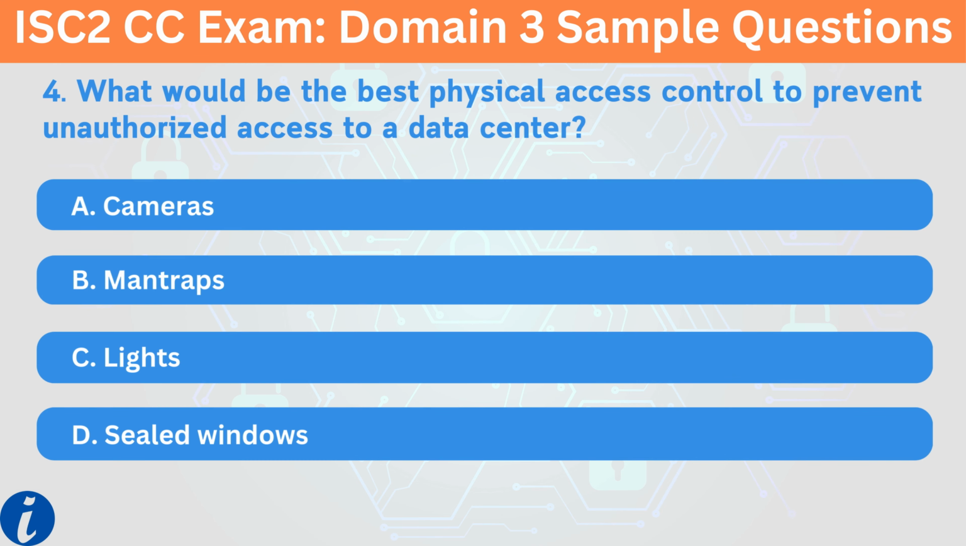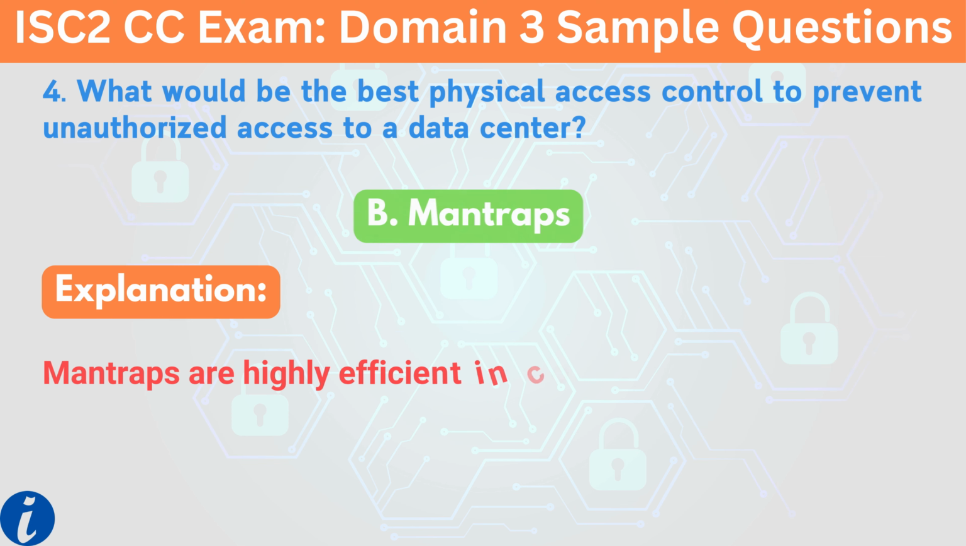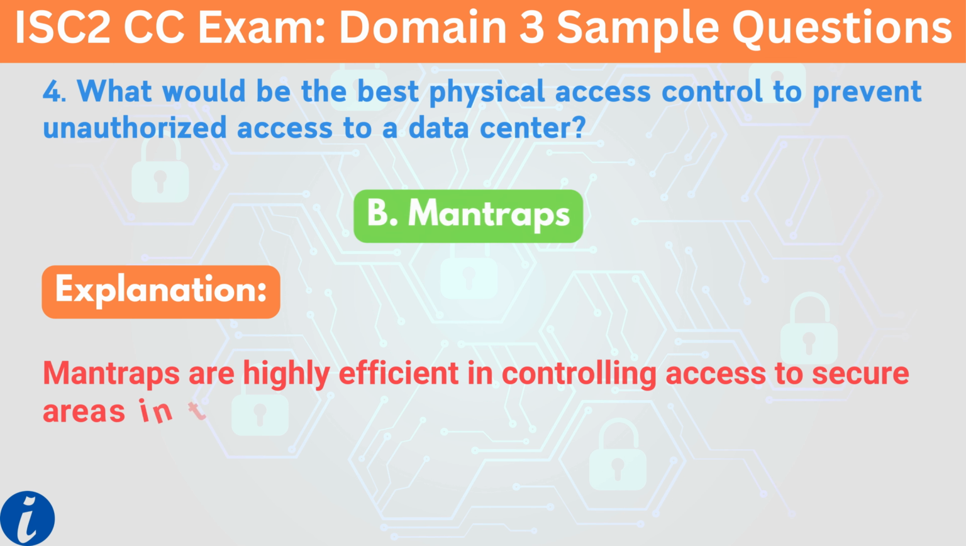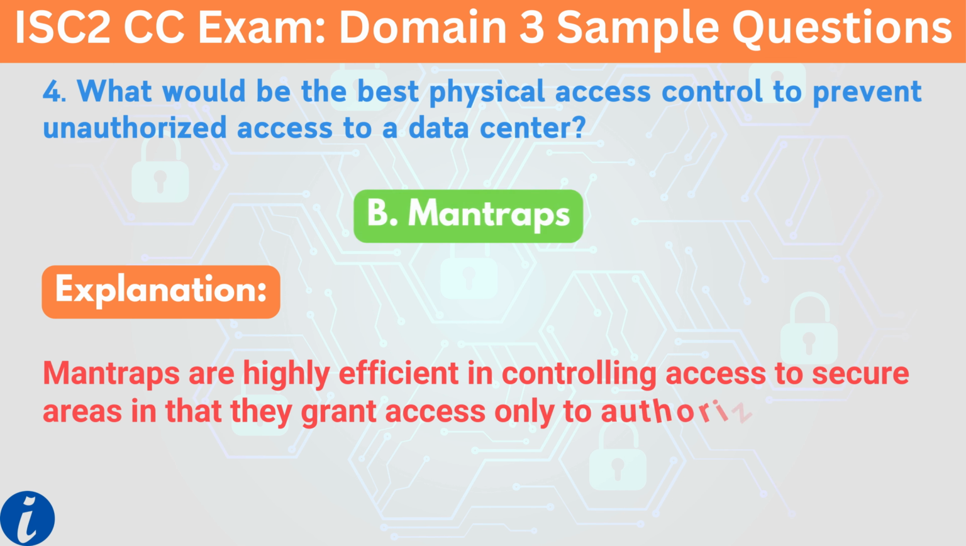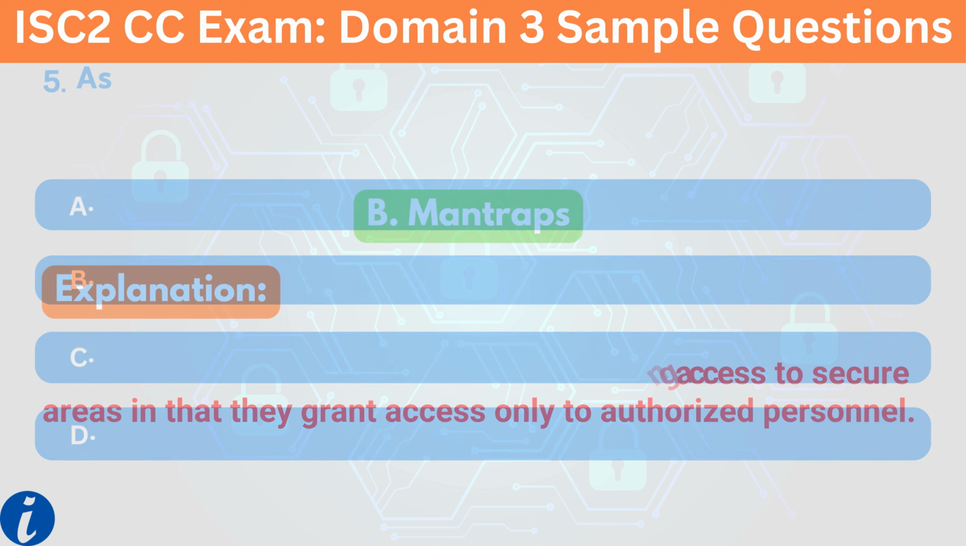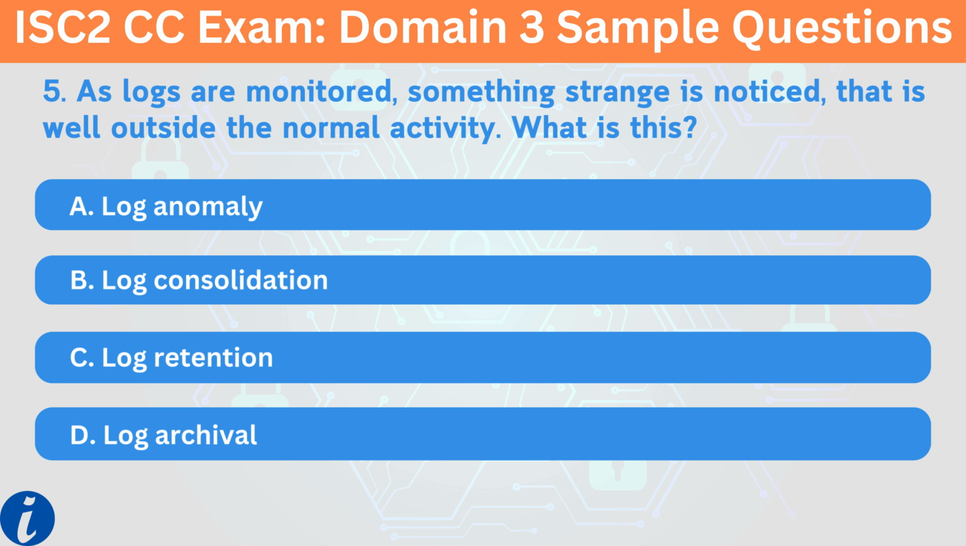4. What would be the best physical access control to prevent unauthorized access to a data center? A. Cameras. B. Mantraps. C. Lights. D. Sealed windows. The correct answer is B. Mantraps. Explanation. Mantraps are highly efficient in controlling access to secure areas in that they grant access only to authorized personnel.